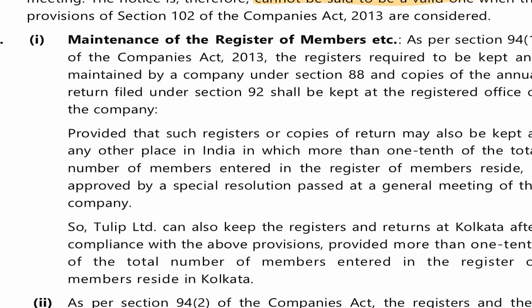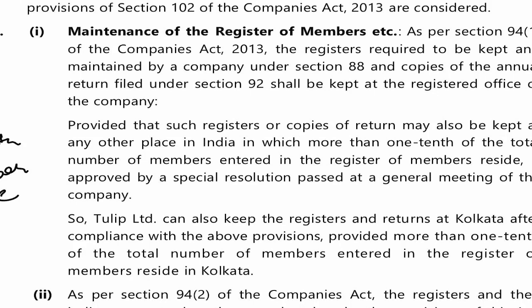As per section 94(1) of the Companies Act 2013, the registers required to be kept and maintained by a company under section 88 and copies of the annual return filed under section 92 shall be kept at the registered office of the company. Provided that such registers or copy of return may also be kept at any other place in India in which more than 1/10 of the total number of members entered in the register of members reside, if approved by SR passed in a general meeting of the company. So Tulip Limited can also keep the registers and returns at Kolkata after compliance with the above provisions, provided more than 1/10 of the total number of members entered in the register of members reside in Kolkata.